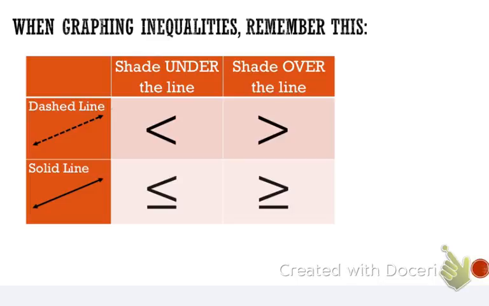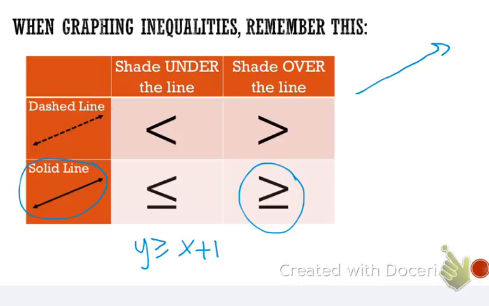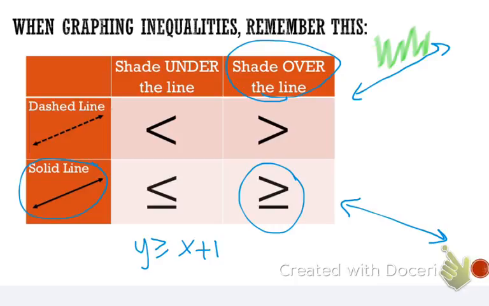Or what if you have an inequality with this symbol? Let's say we had something like this. Well, that means you're going to have a solid line. So here's my solid line, positive. Maybe you have a negative line. This means you're going to shade over the line. So on top of the line is the shaded area. This is what you'll be doing. You're going to be graphing inequalities and shading somewhere.